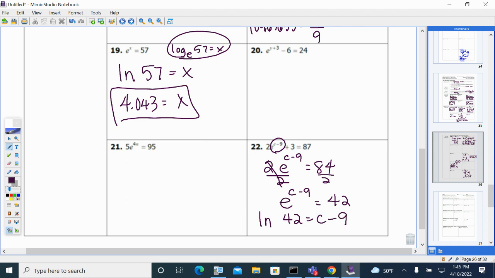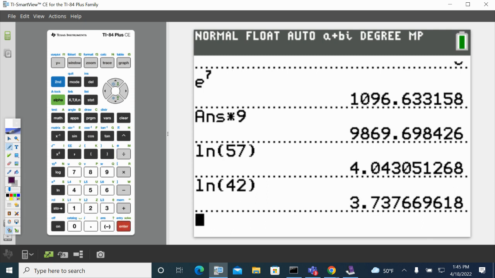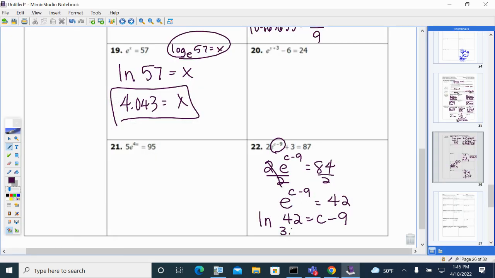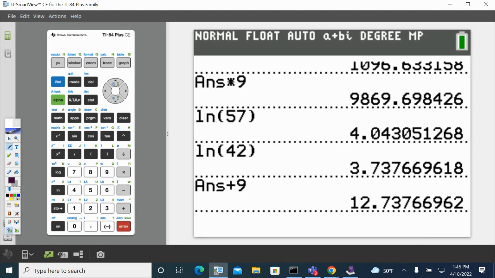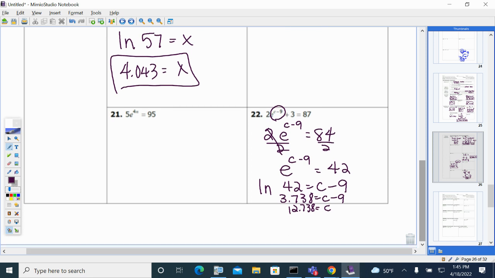So then we'll take the natural log of 42 and get 3.738 is equal to c minus 9. Add your 9, and we get 12.738. And there's your answer for number 22.